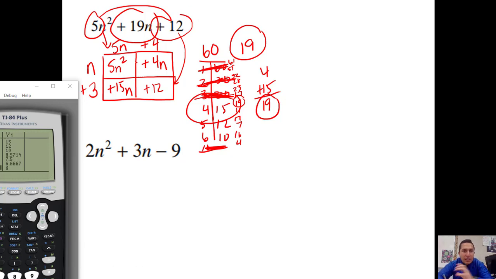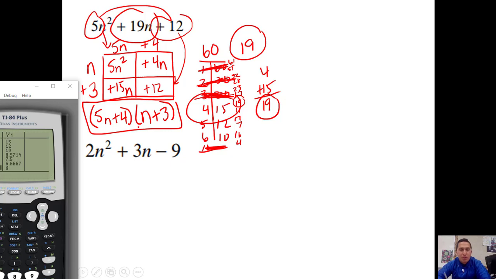So now let's organize these two guys. So I have 5n plus 4 and n plus 3. This is my answer for this first trinomial. I just factored it, and this is what it turns out to be. Woo, a lot of work, but you can totally do it. Just pay attention to what you're doing and go step by step.